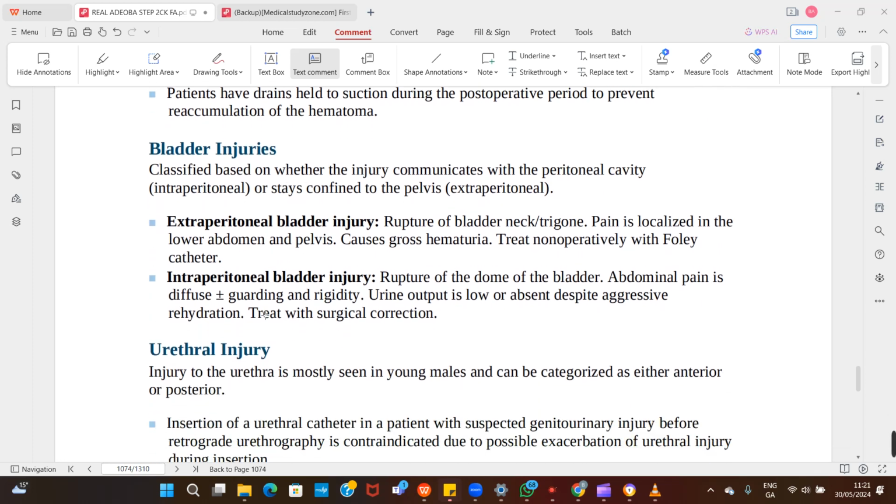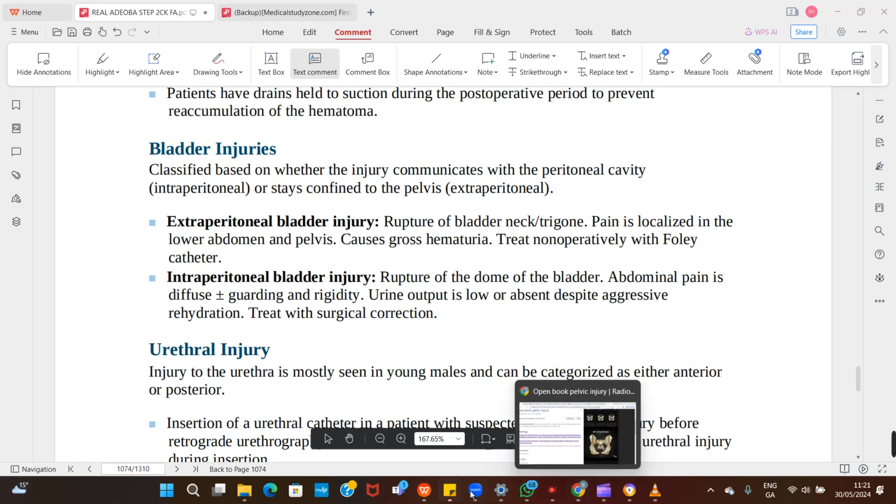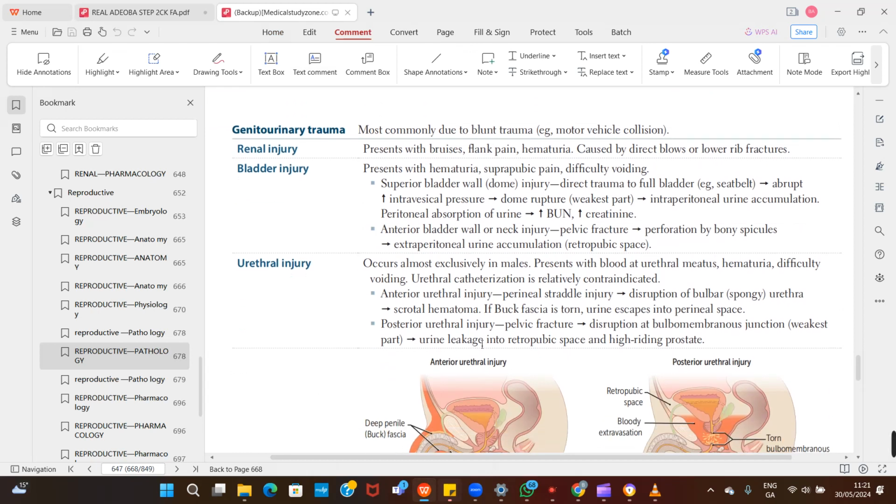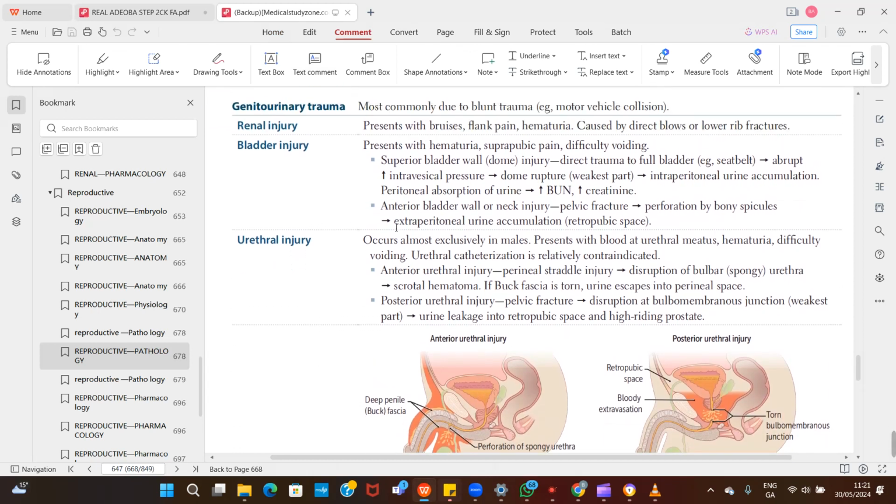Then moving on to bladder injury. So bladder injury is very common in people with pelvic fracture. You classify it into two different types depending on the communication with the peritoneal cavity: the intraperitoneal and the extraperitoneal. So I have our first aid from our step 1 here, which is quite helpful in the classification. So we have the first one, which is the superior bladder wall injury or the dome injury, and the anterior bladder wall or the neck injury.